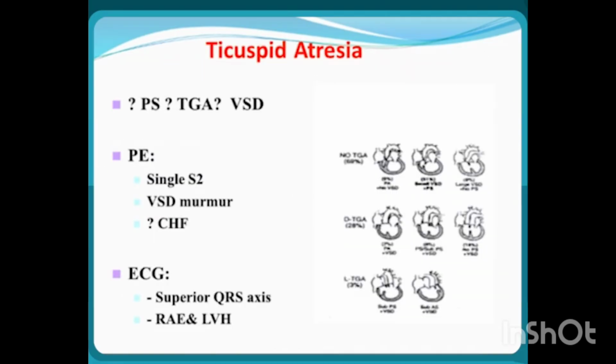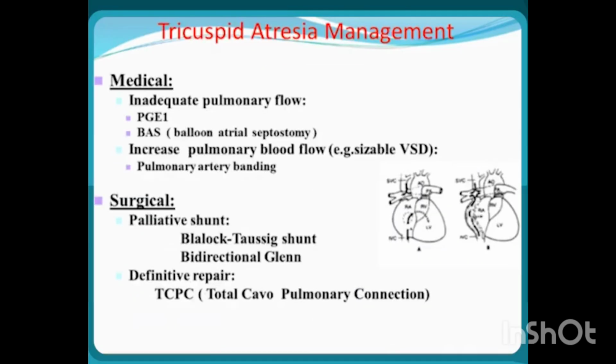Likewise, tricuspid atresia is a single ventricle physiology. In this condition there is a single S2, a VSD murmur may be present, and ECG shows superior axis, right atrial enlargement and LVH. Management is single ventricle physiology, so you go for either a BT shunt in the initial phase and then BDG and Fontan later on.